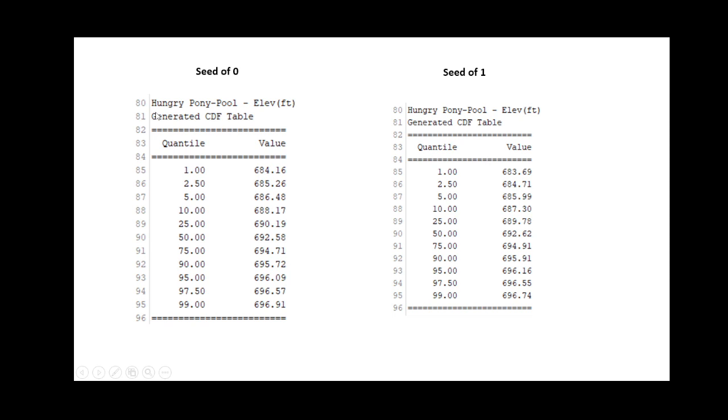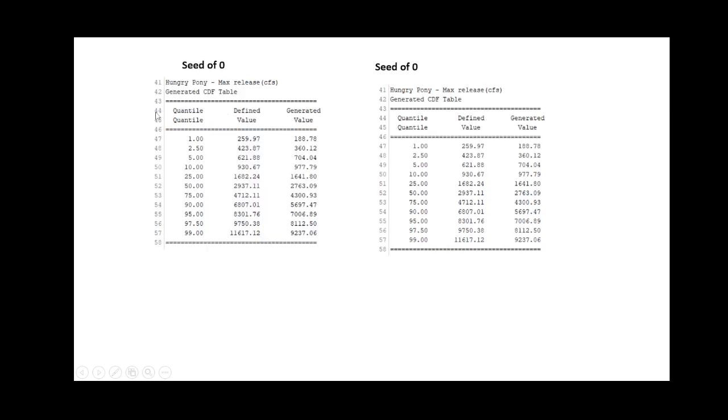We can look at the impact that that has on the output variable, which is the maximum pool elevation. And if we look at the cumulative distribution function, we can see that we do have differences in those values from when we used a seed of 0 or a seed of 1. But we do want to go in and test our assumption that if we use the same seed, that we are going to get the same values.